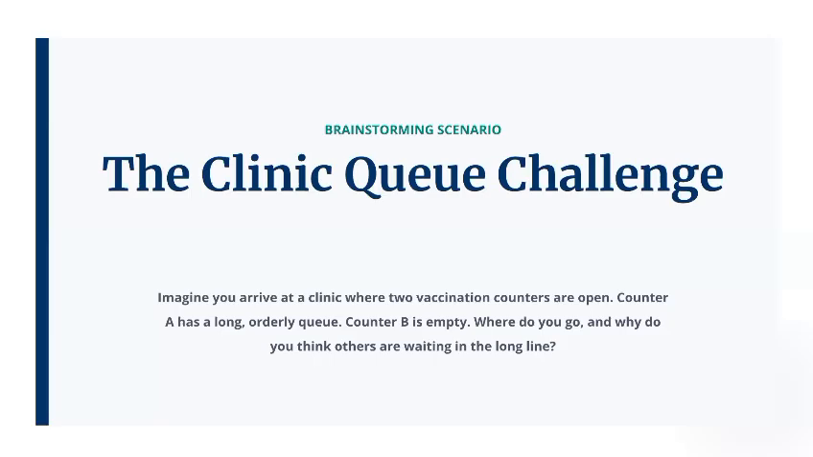Now, a brainstorming challenge. Before we dive into the theory, let's start with a scenario. Imagine you arrive at a clinic to get a vaccine. There are two counters. Counter A has a long, orderly queue, and counter B is empty. Where do you go? Most people hesitate at the empty counter. Why? Because the long line at counter A is a signal. You assume those people know something you don't. Perhaps that counter has a better shelf or the staff or the correct vaccine. This is social influence in action.